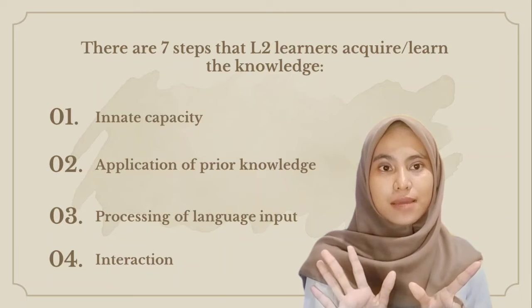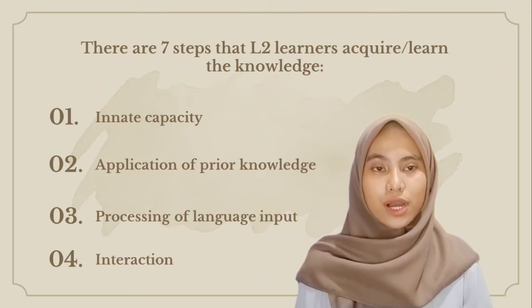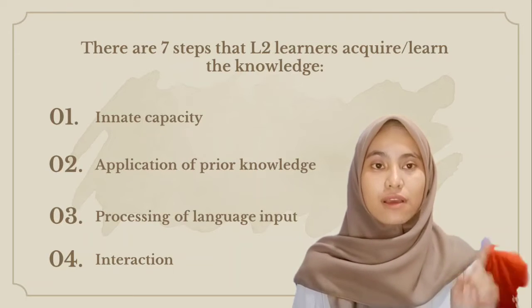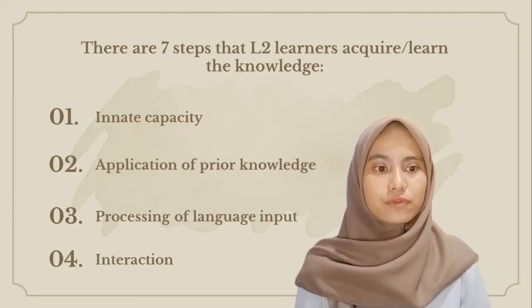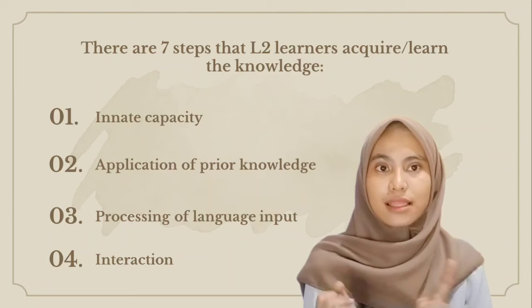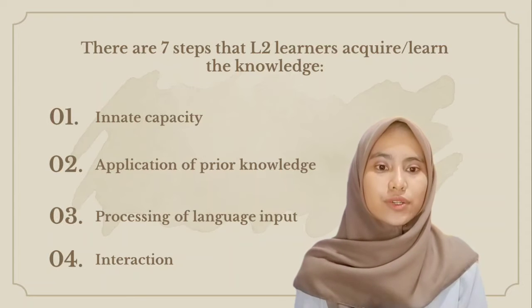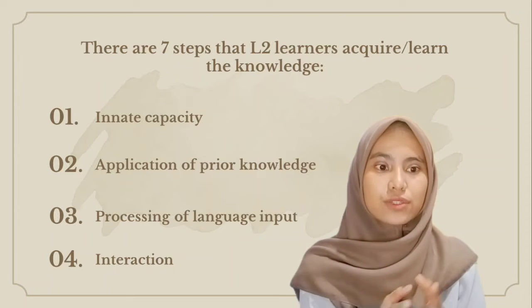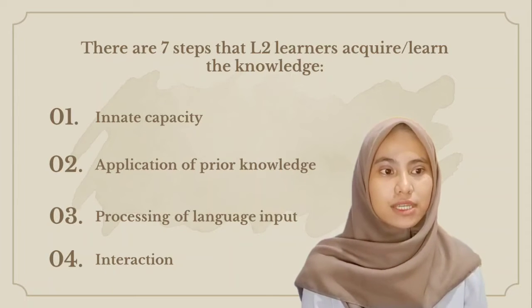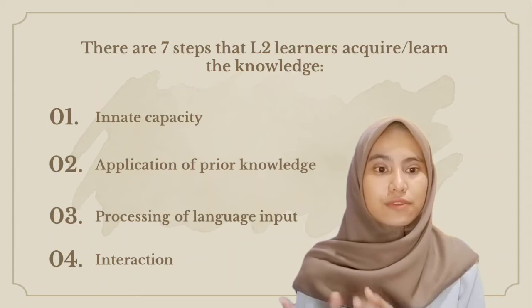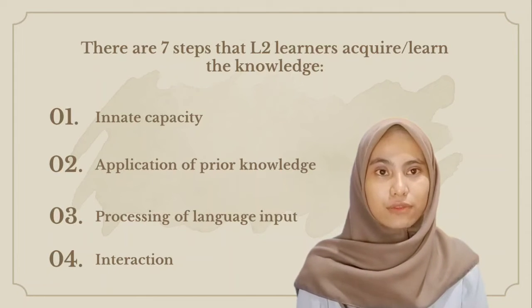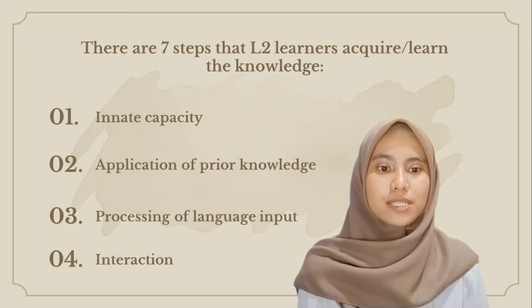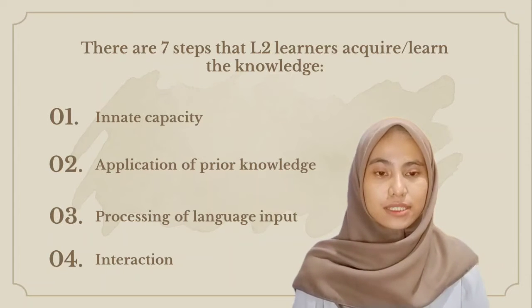There are 7 steps that L2 learners acquire or learn the knowledge. First is innate capacity. It provides a platform for the child to develop, test, and acquire the grammatical rules fed to them through the environment. There is a creative force involved in language development and other domains of learning, which must be an innate endowment.